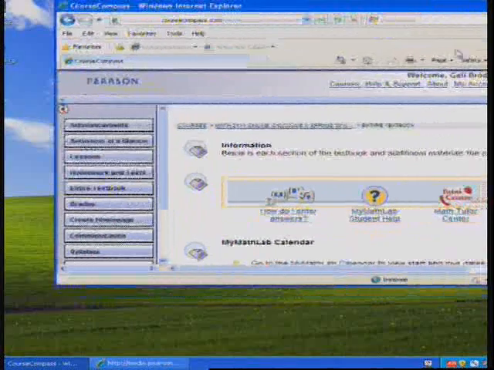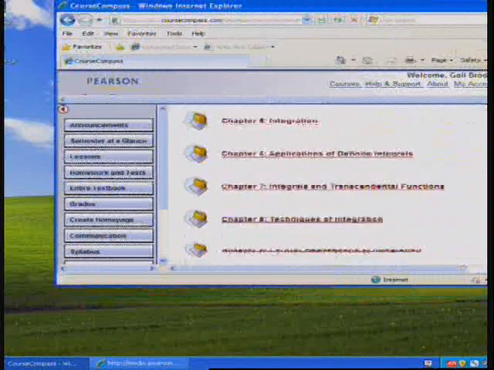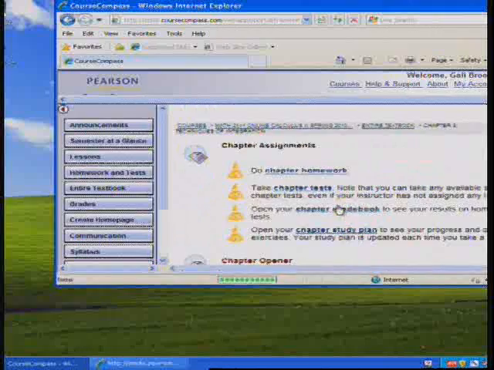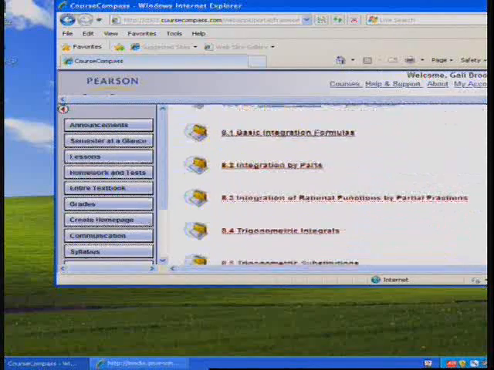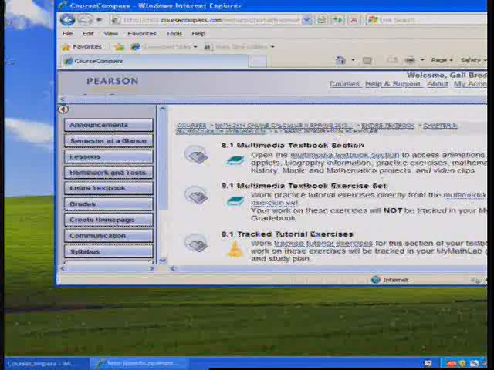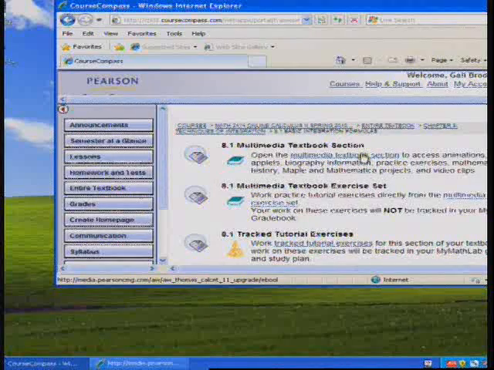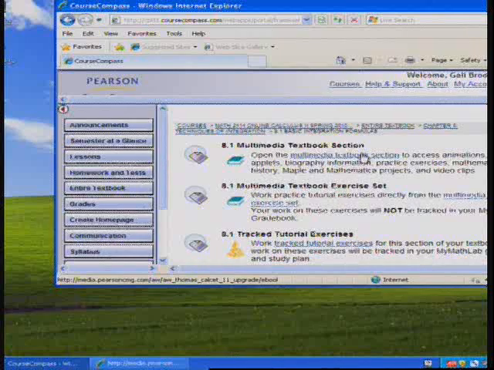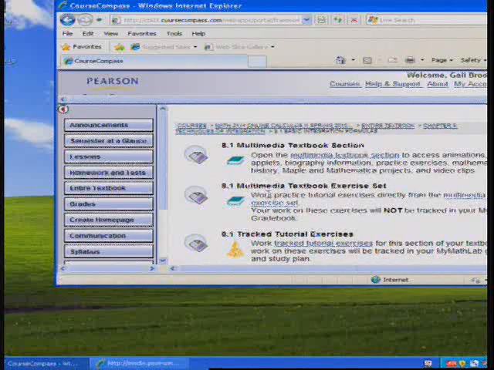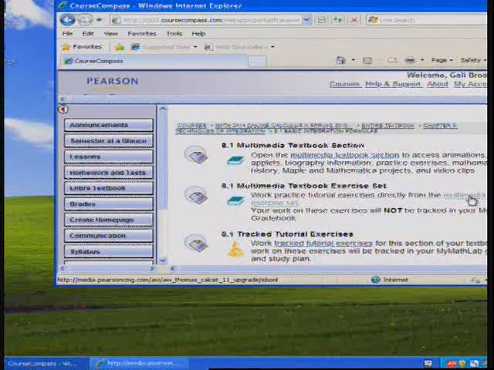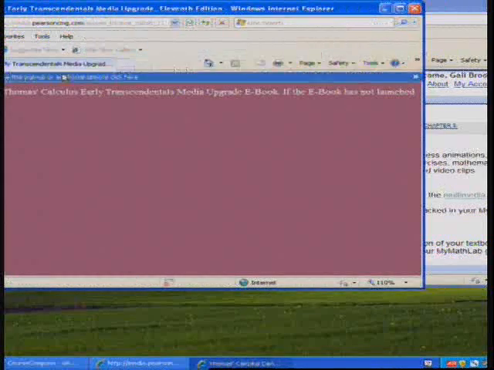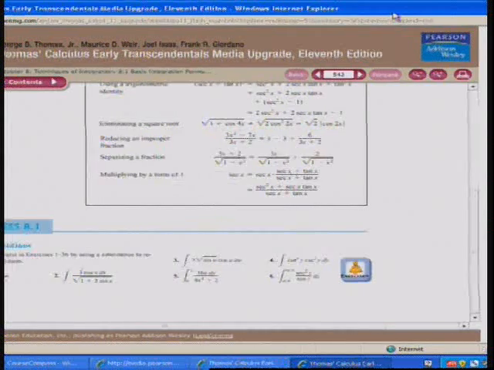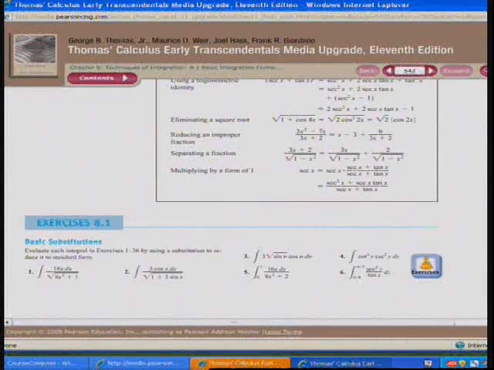Then you can scroll down and click on the chapter, and go to section 8.1. You can read the section in here, and it goes through about 10 different examples, so there are 10 resources for you of the different types. The textbook exercise set is like back in the day when you used to do homework out of the book. That's just the questions in the book.